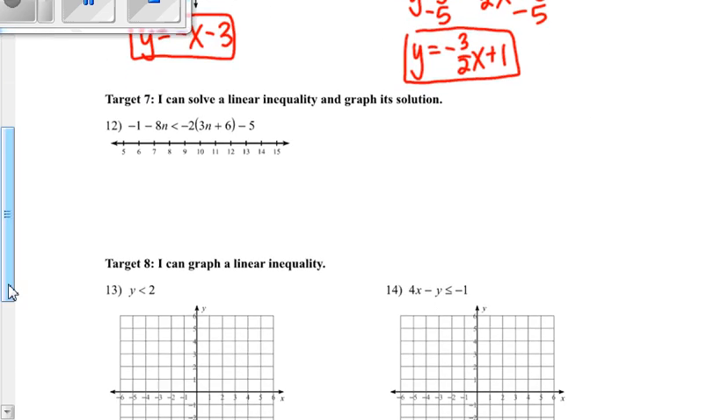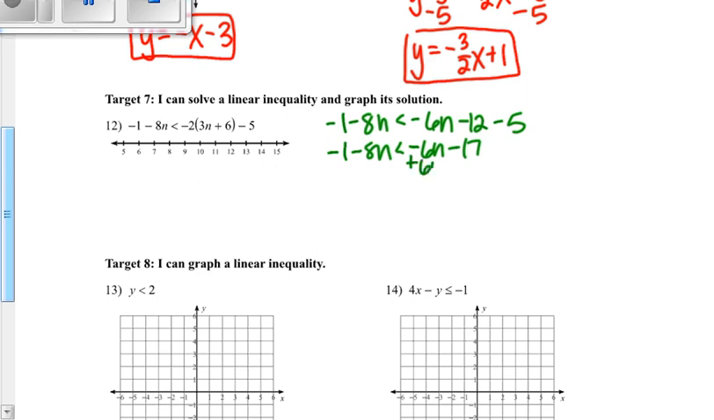All right, target 7, we're going to solve this linear inequality and then graph our answer on the number line. So I'm going to start by just solving. I'm going to leave everything the same on the left, and on the right I'm going to distribute the negative. So that would be negative 6n minus 12 minus 5. So combining like terms over there on the right, negative 12 minus 5 would be negative 17. So I'm going to add 6n over here, combining those terms. And I'm going to add 1 while I'm at it as well. So over here I have negative 2n left, and then I have negative 16.